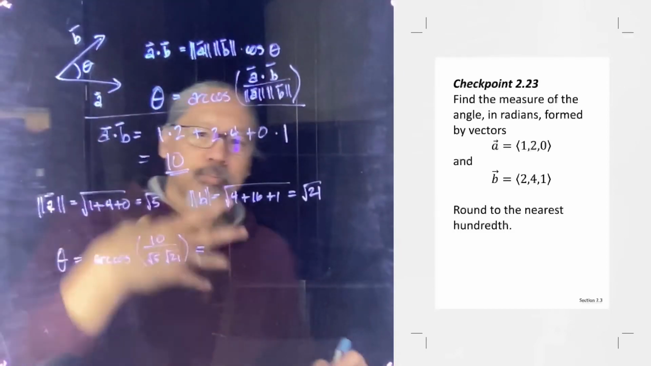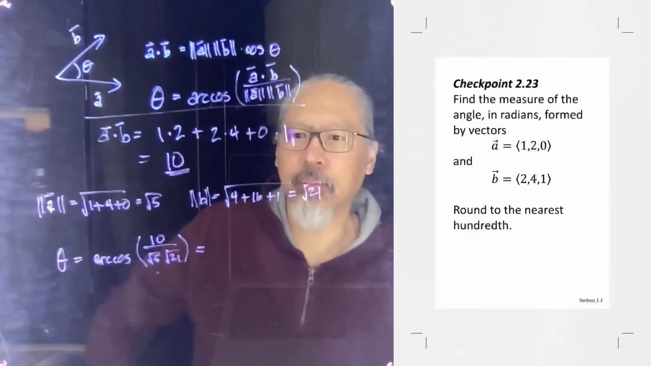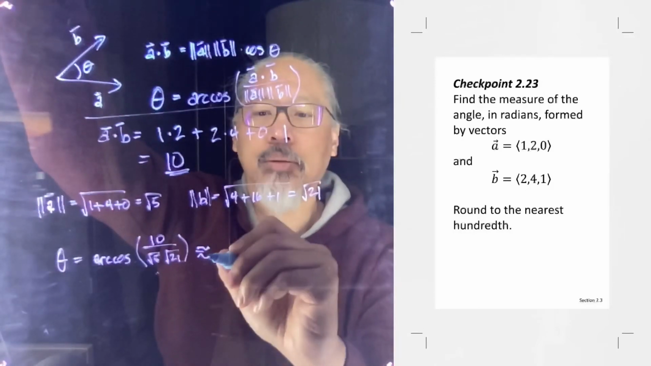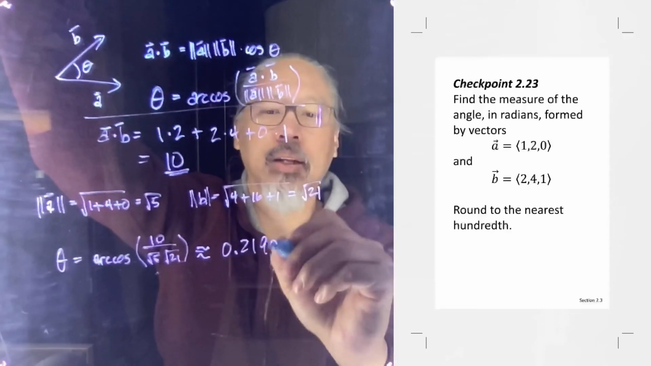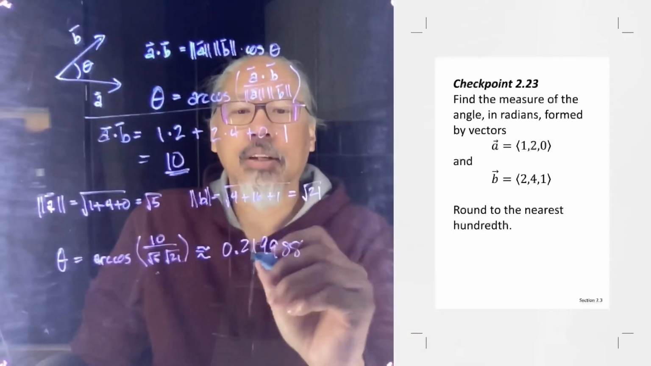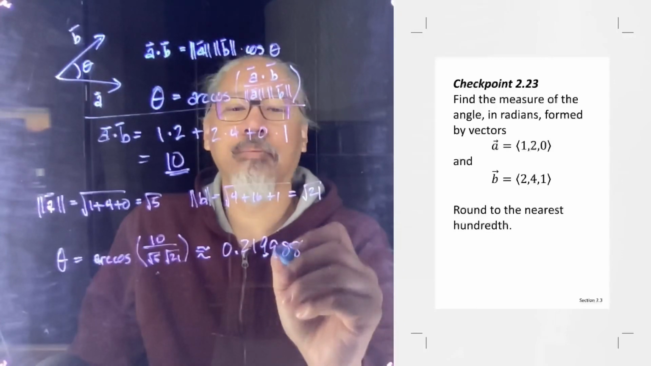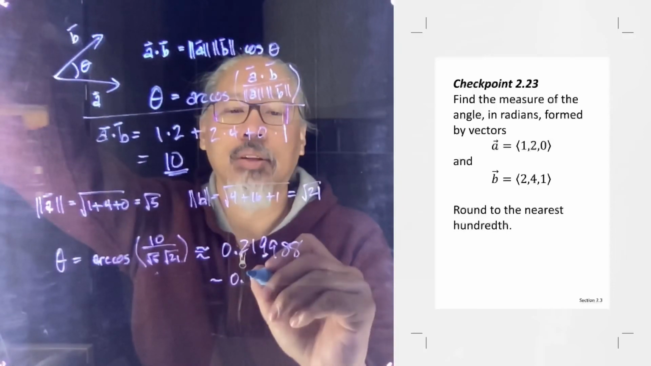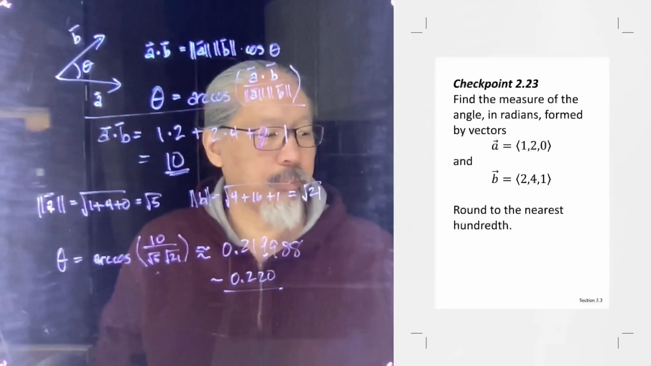And we just punched this in a calculator or some other program, and I did, and the number that I got was approximately 0.219988. If they want to specifically round off to the nearest hundredths, then we round off this ninth place, which we add 1, and so this will become 0.220 in radians. Okay, I hope that helps.